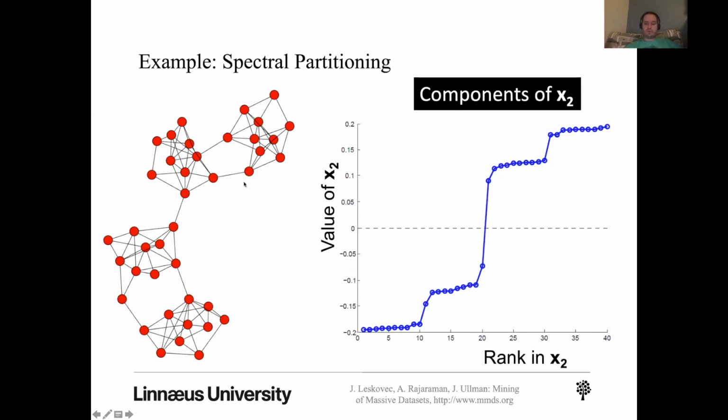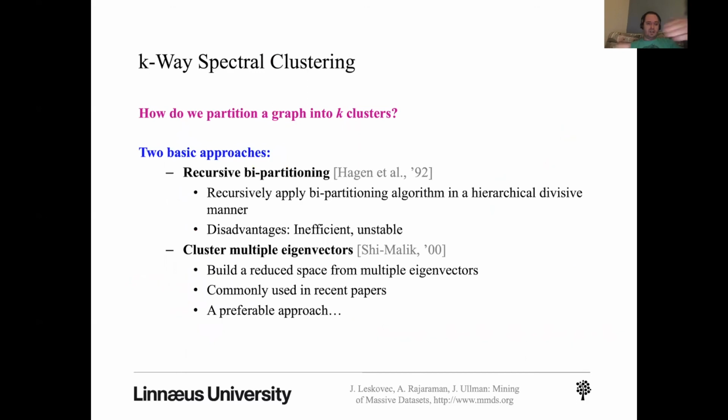So what would you do? That's the question that we're asking here. How do we partition the graph into K clusters and not only into 2 clusters? There are 2 basic approaches. I'm not going to touch on them because I think that goes out of the scope of the course.